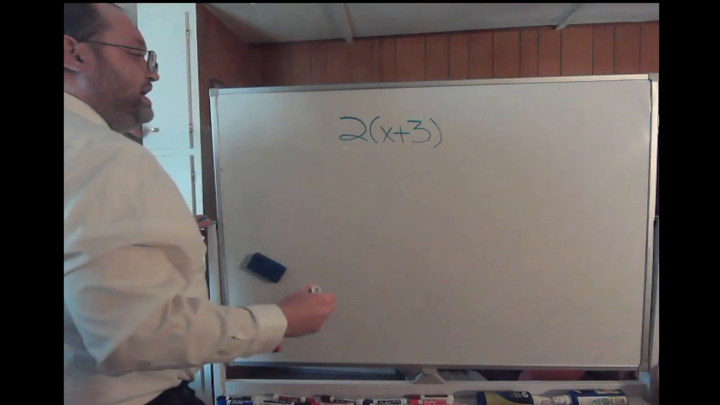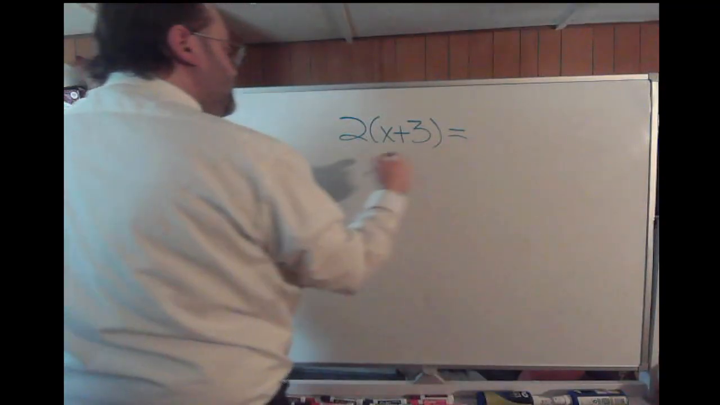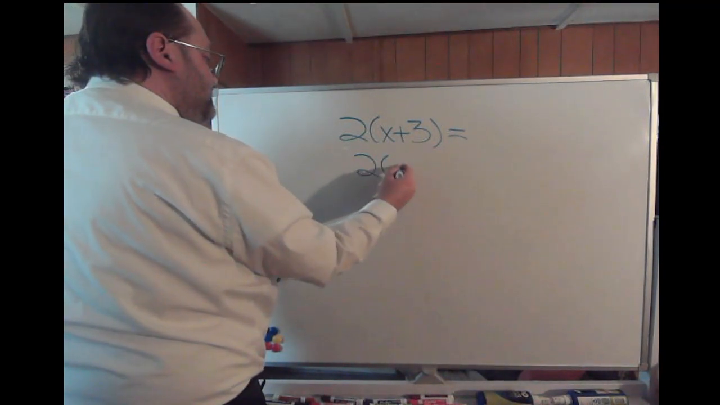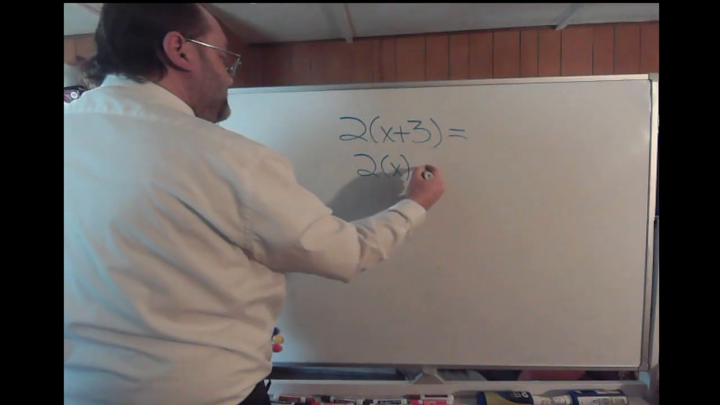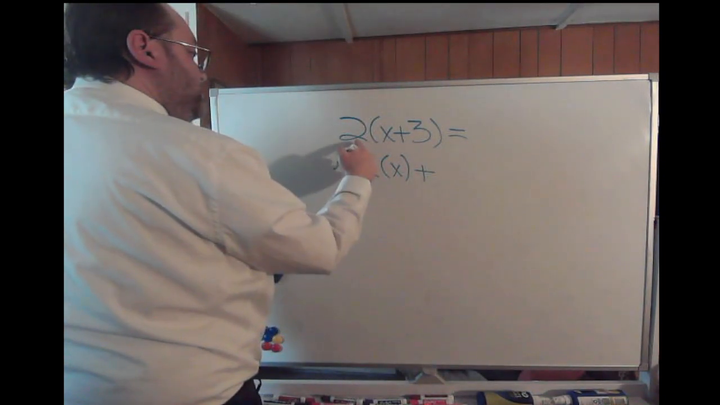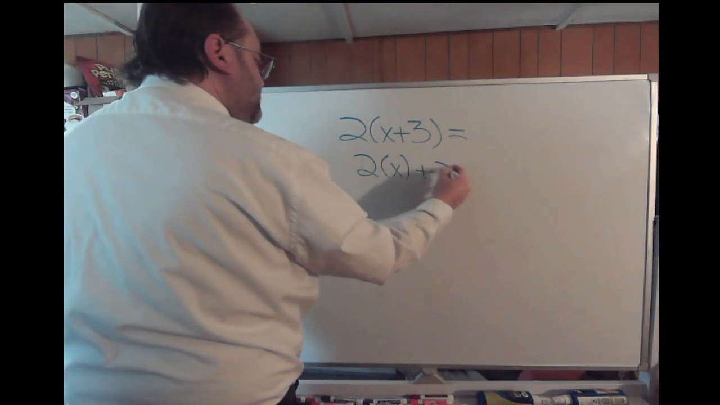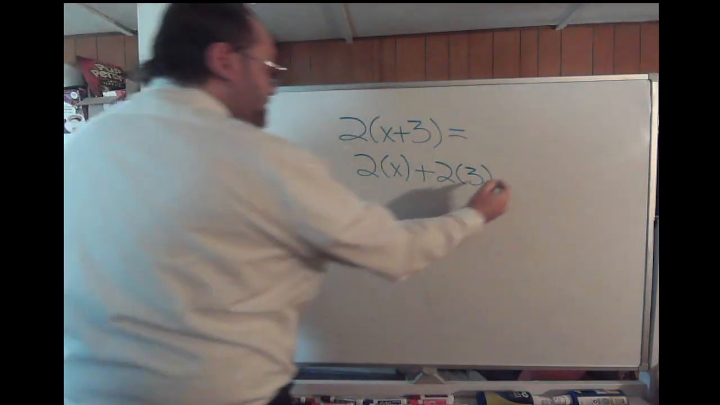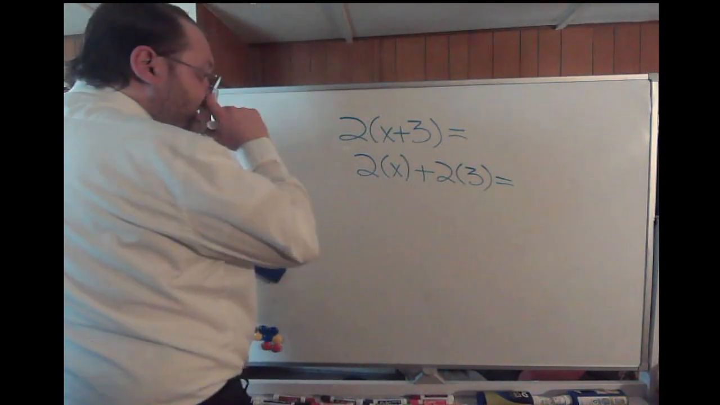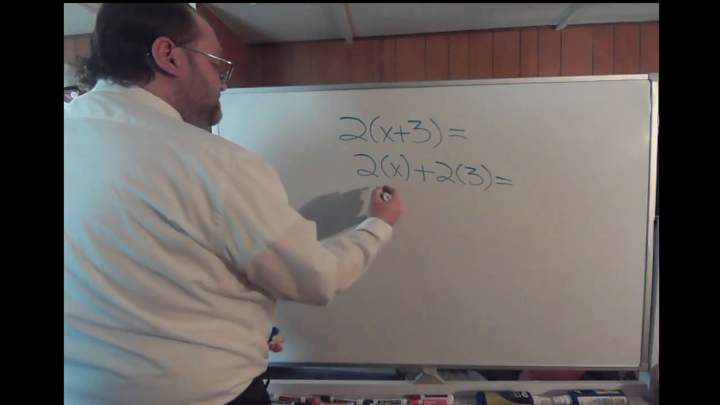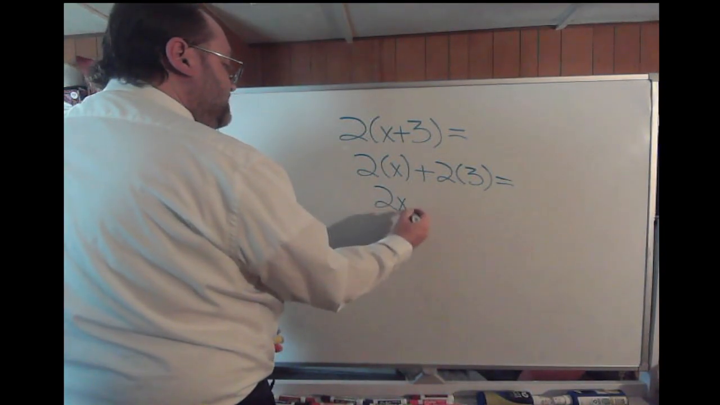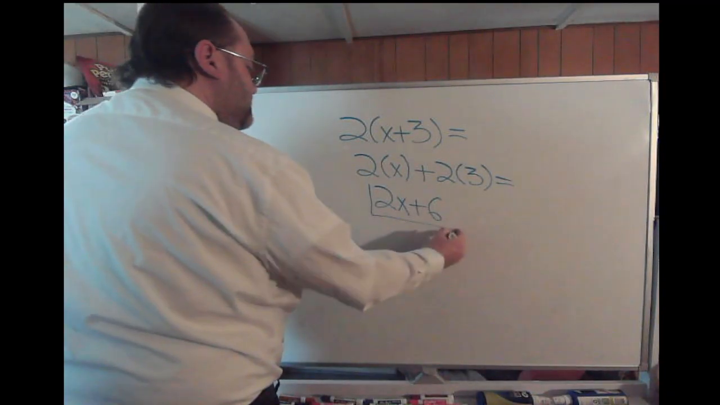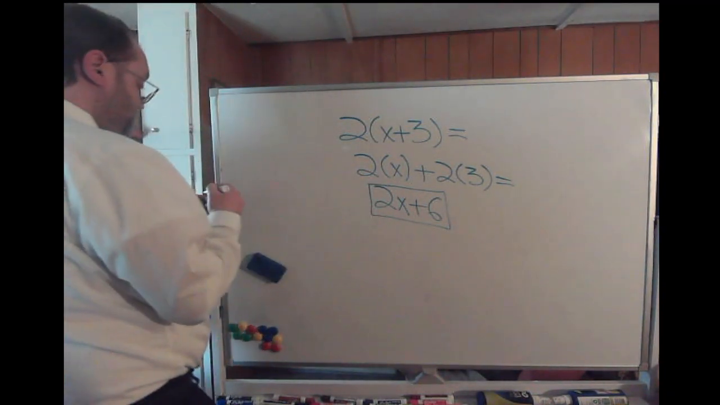Right? So what we have to do with this is first you're going to do 2 times x, then the plus sign, then 2 times 3. Of course, when we do the multiplication and addition, you'll have 2 times x, well that's 2x, plus 2 times 3, which is 6. So the answer you would get is 2x plus 6.